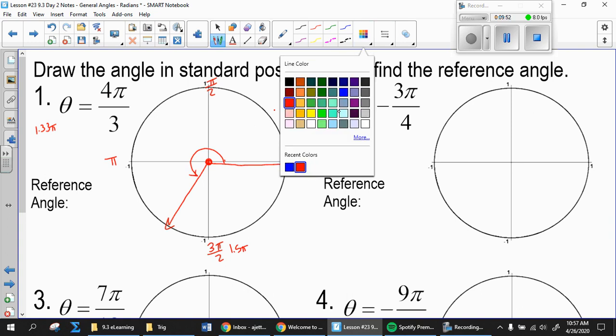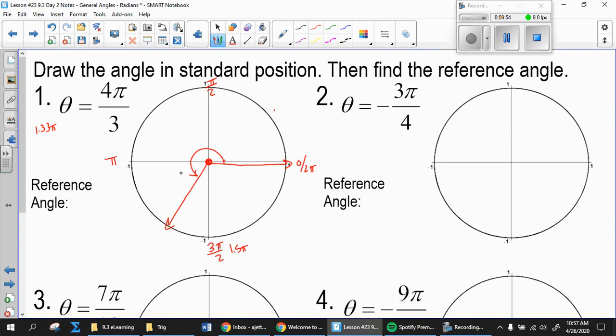Now to reference back, we want to find the reference angle. It goes from the terminal side to the x-axis. So this here is going to be my reference angle. How far past pi, or 1 pi, did I go? 3 over 3 would be 1 pi, so I went 1/3 pi past this here. So my reference angle here is pi over 3.